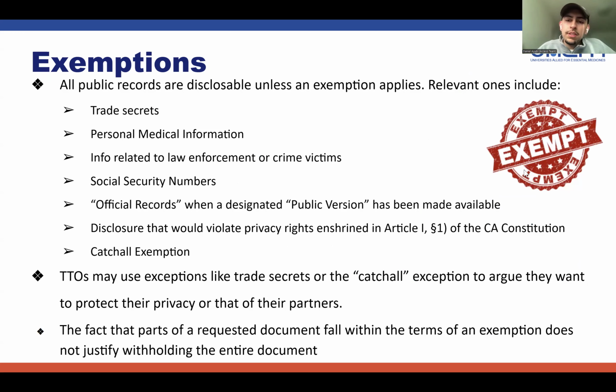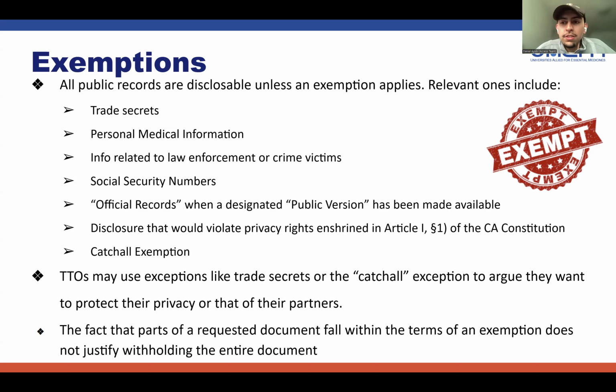But next, I'm going to talk about some exemptions. These are basically some reasons that a California state agency like a UC could not disclose a document to you, so they can continue to withhold it if some of these exemptions apply. There are a lot of exemptions, but some relevant ones that I'll bring up include trade secrets, which I'm going to get into in the next slide later.